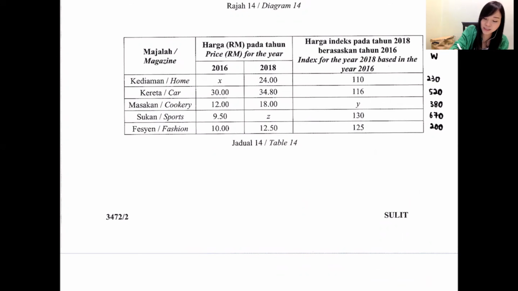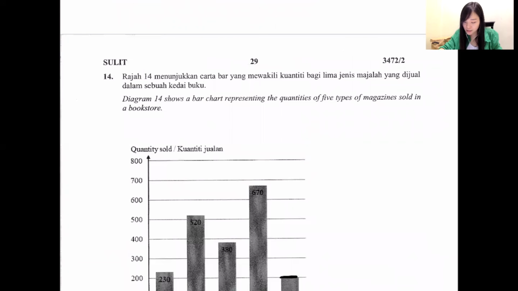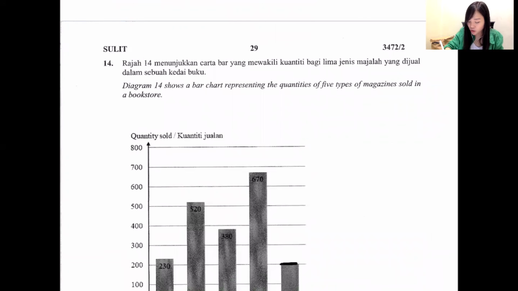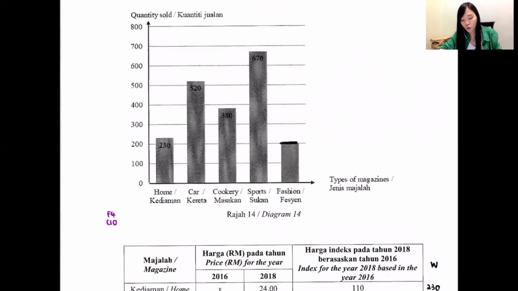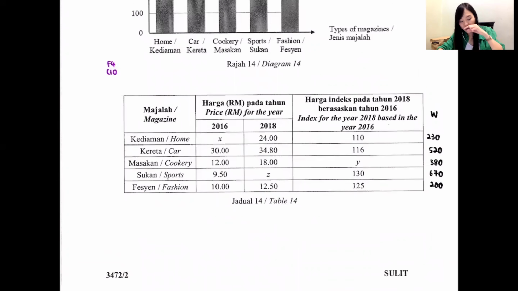And I hope you guys realize this question is under Form 4, Chapter 10, index numbers. So this whole thing, they say the bars represent magazines. There are 5 types of magazines sold in a bookstore: home magazine, car magazine, cookery magazine, sport magazine, and fashion magazine.